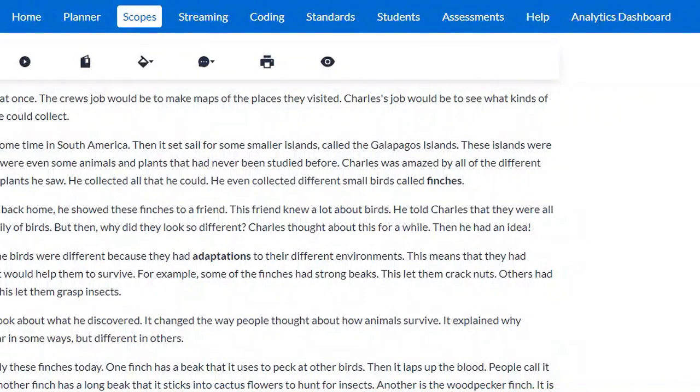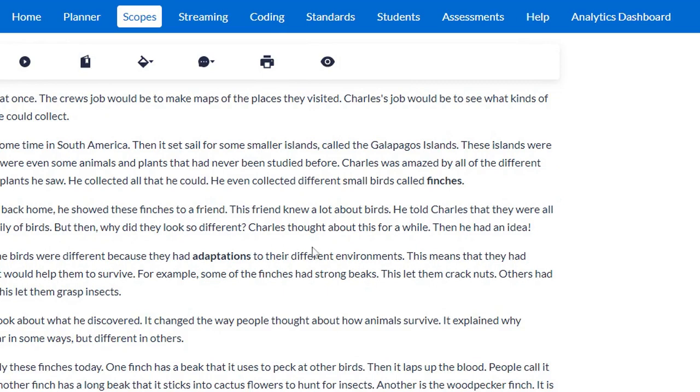Paragraph 5. It starts with the number 5 on it. When Charles got back home, he showed these finches to a friend. This friend knew a lot about birds. He told Charles that they were all part of the same family of birds. But then, why did they look so different?